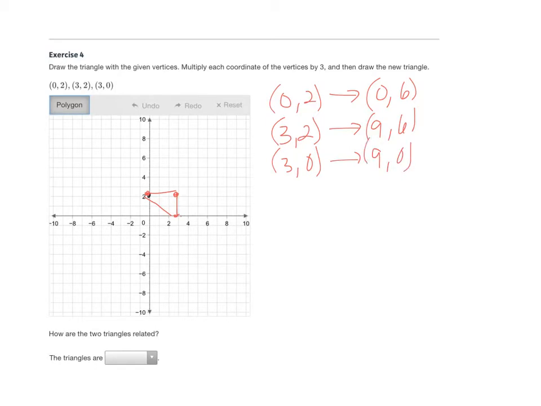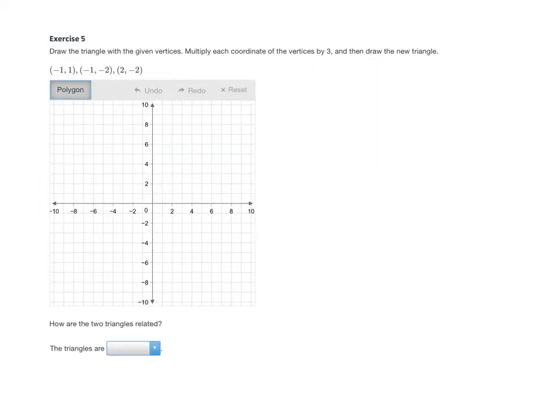So the new locations are going to be over 0 up 6, over 9 up 6, and over 9 up 0. So you can see we still have a right triangle. The only thing that has changed is the size of it. How are the two triangles related? They are similar. Same shape, different size.